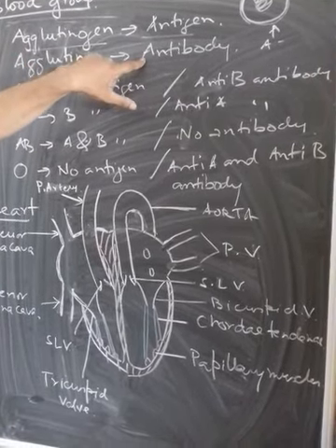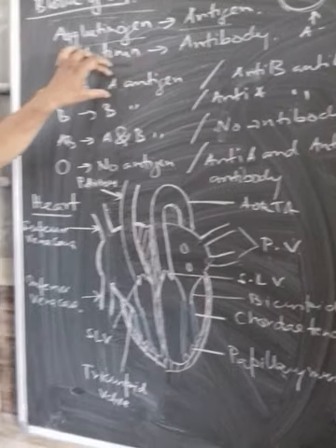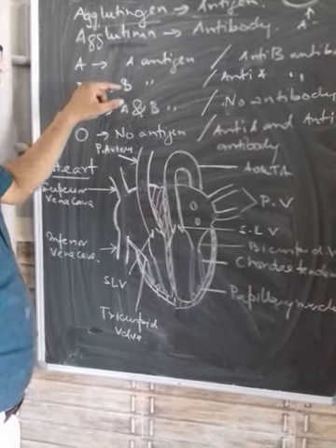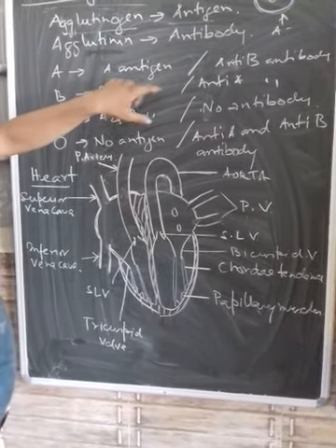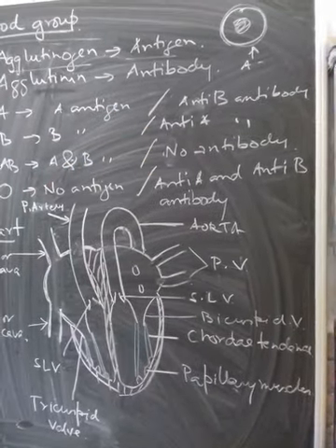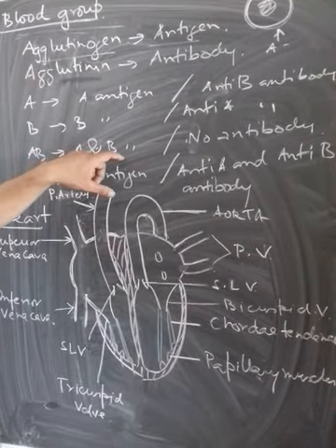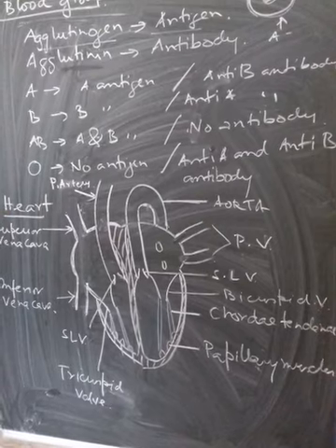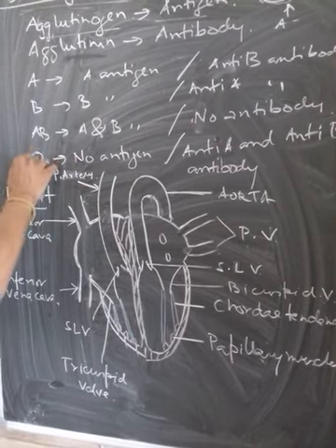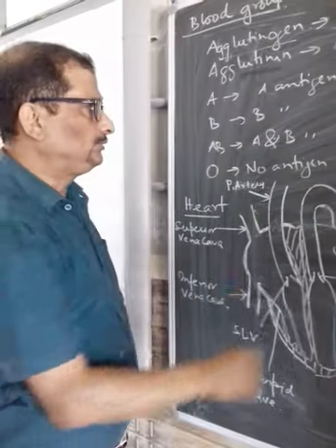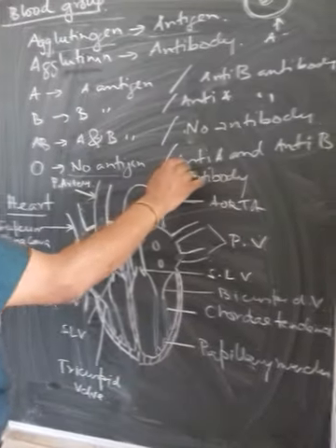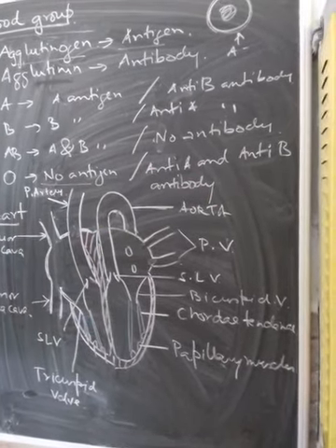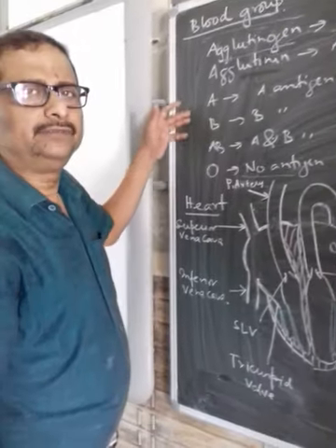So, suppose a person has A blood group, it has A antigen on the RBC, and in the plasma there will be anti-B antibody. B blood group will have B agglutinin on the surface of the RBC and anti-A antibody in the plasma. In AB group, both A and B antigens will be there, and in the plasma there will be no antibody. O group or null group, here no antigen is present, that's why we call it O. That means there is absence of the antigen. So we say no antigen, and in the plasma of this O blood group they will have anti-A and anti-B antibody.